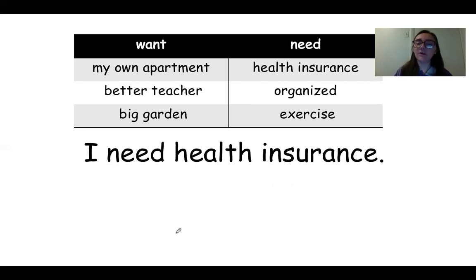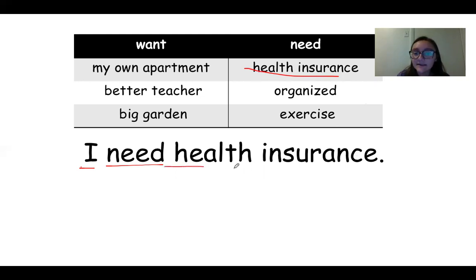Okay, now we're going to go on to needs. Now, we have our first one, I need. So instead of saying I want, we say I need. And that is simple present tense, and that's what we use to talk about wants and needs. I need, subject, and the verb need or want. And then we put everything else after it. I need, and the first thing I wrote down is health insurance. So I start by saying, I need health insurance.